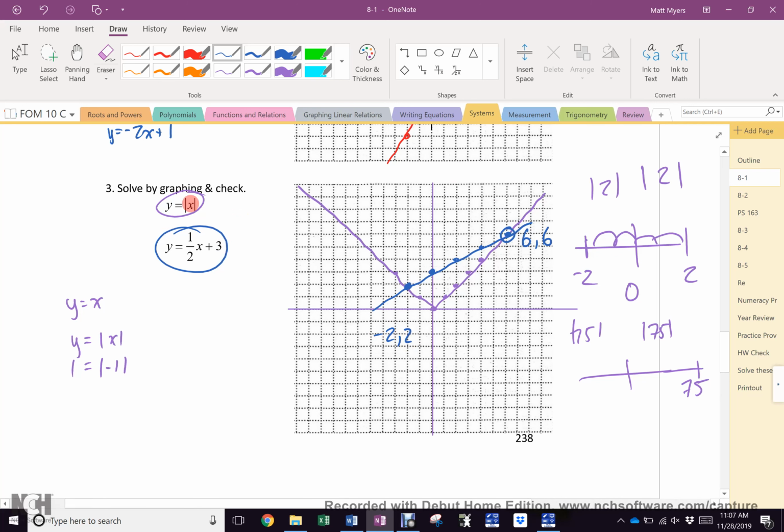So what is the solution to this system? 6, 6, and negative 2, 2. And we check. Is the absolute value of 6, 6? If I walked out to 6 on the number line, did I take 6 steps? So it works there, right? Is half of 6, which is 3, plus 3, 6. So it worked there. If I go negative 2 steps on the number line, did I take 2 steps to get there? So it worked here, yes? What's half of negative 2? Negative 1. What's negative 1 plus 3? Positive 2. So it worked there.